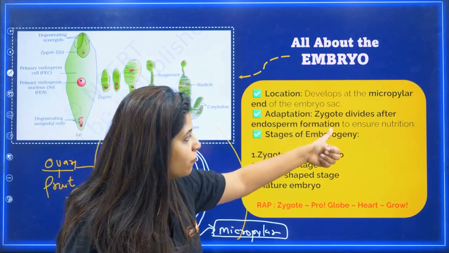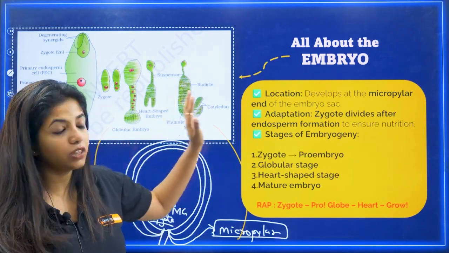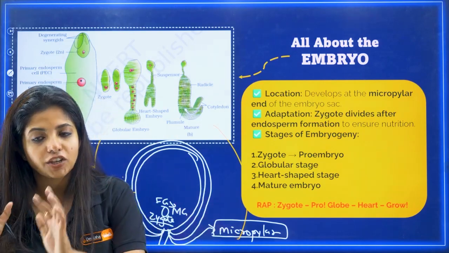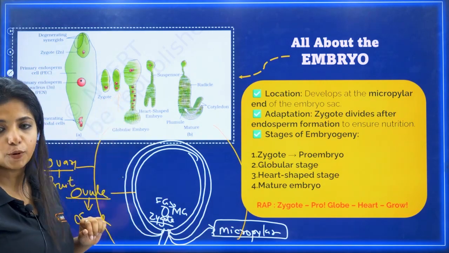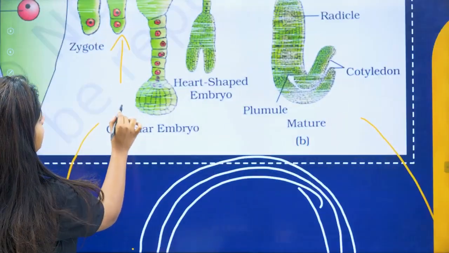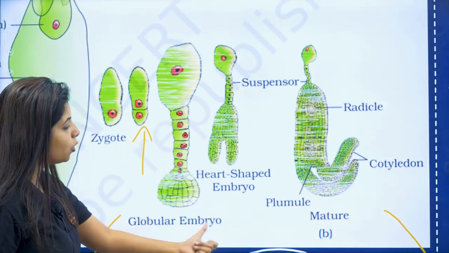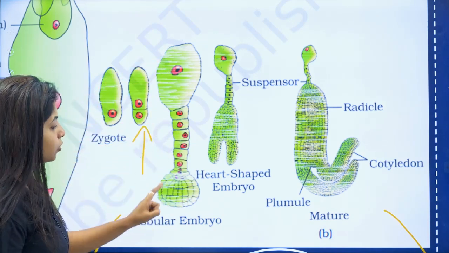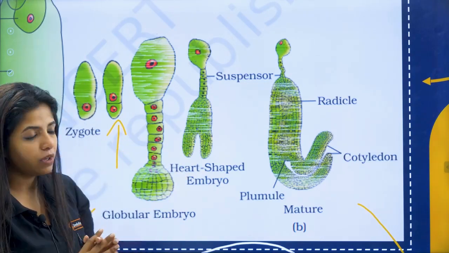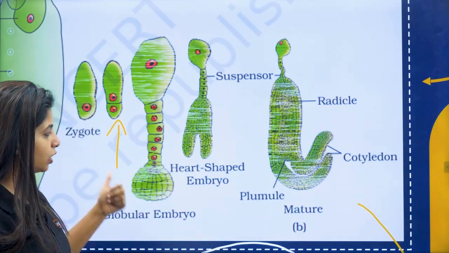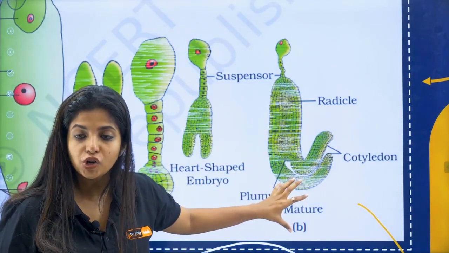Now adaptation: the zygote divides after endosperm formation to ensure nutrition. So the zygote will start division only after making sure the endosperm has been formed. Now the zygote to embryo transition has certain stages. First thing, you have something that is known as proembryo, where basically the cell of the zygote has divided into two. After proembryo, you have globular embryo where it looks like a globe. After globular embryo, you have heart-shaped embryo. My dear children, the cells keep on dividing and have different shapes, which is why we have different names. So proembryo, then globular embryo, then heart-shaped embryo, and then finally you would be having a mature embryo out there.